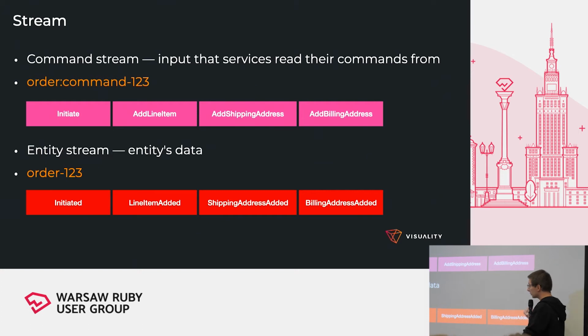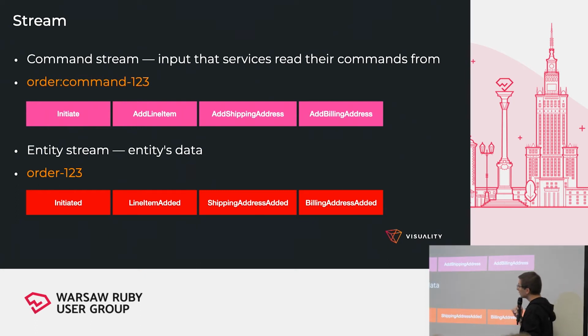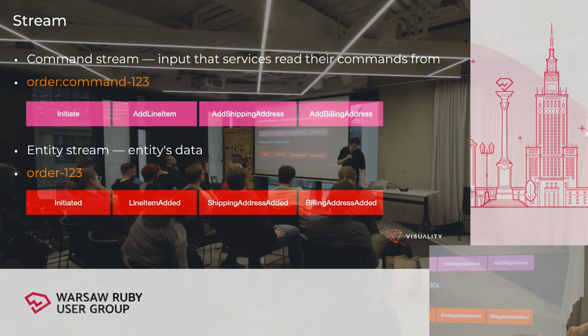So what has happened to that order? It has been initiated, a line item was added, a shipping address was added, and a billing address was also added. And that has happened because of some commands that were issued to that component. Again, we have a stream called order-command-1-2-3. Naming is event sourcing specific. Some commands were issued to that component, as you can see: initiate, add line item, and so on. So our messages, events and commands, are organized in streams. So basically, categories.